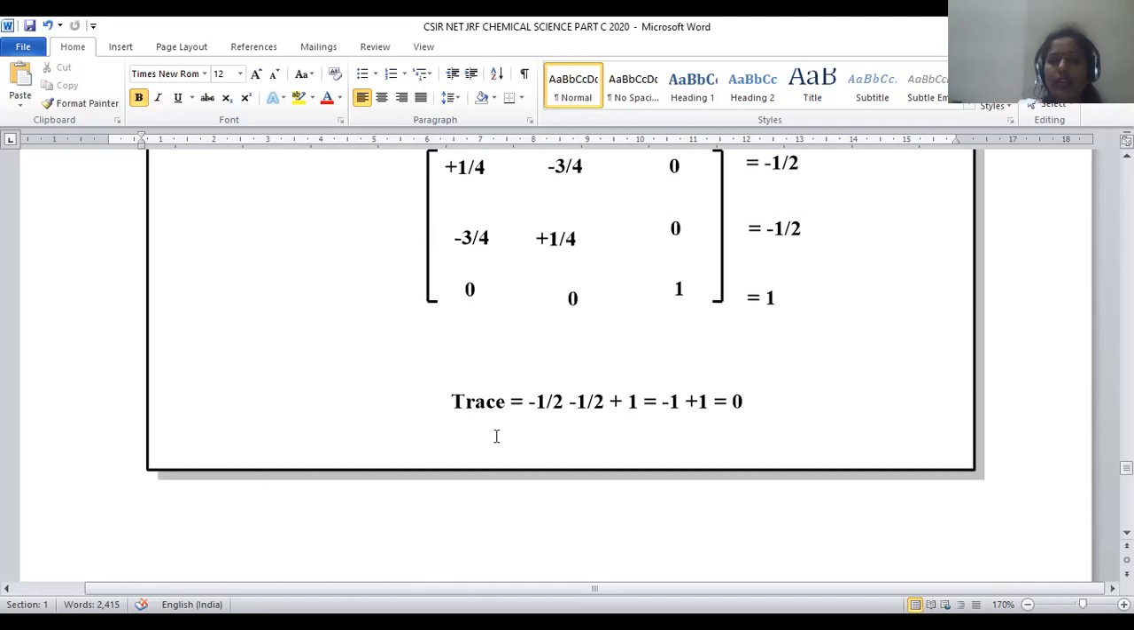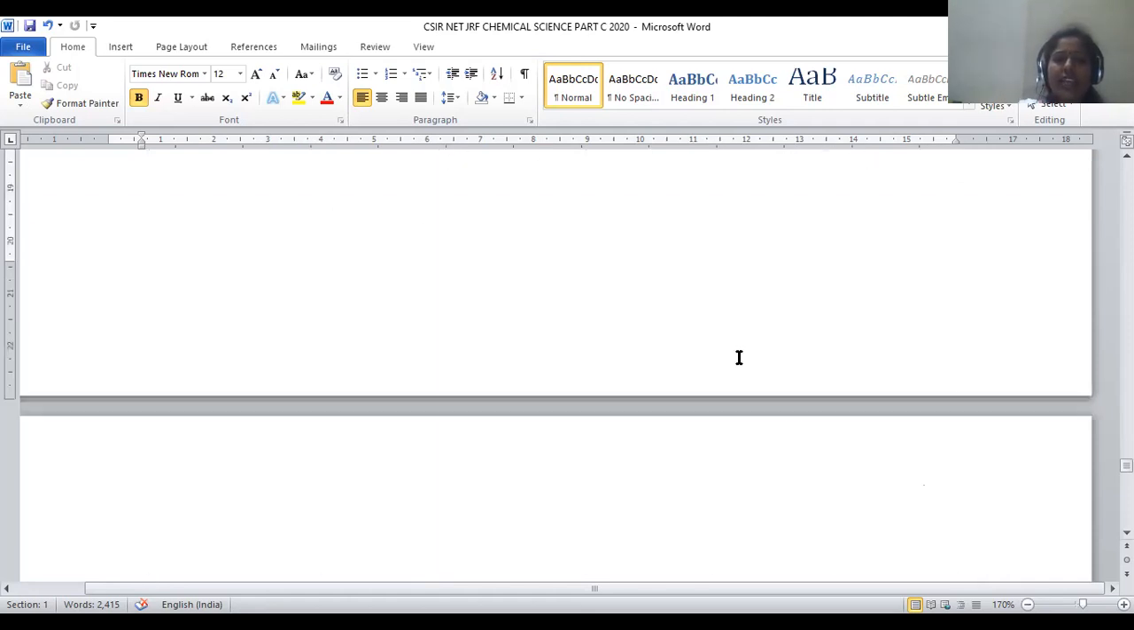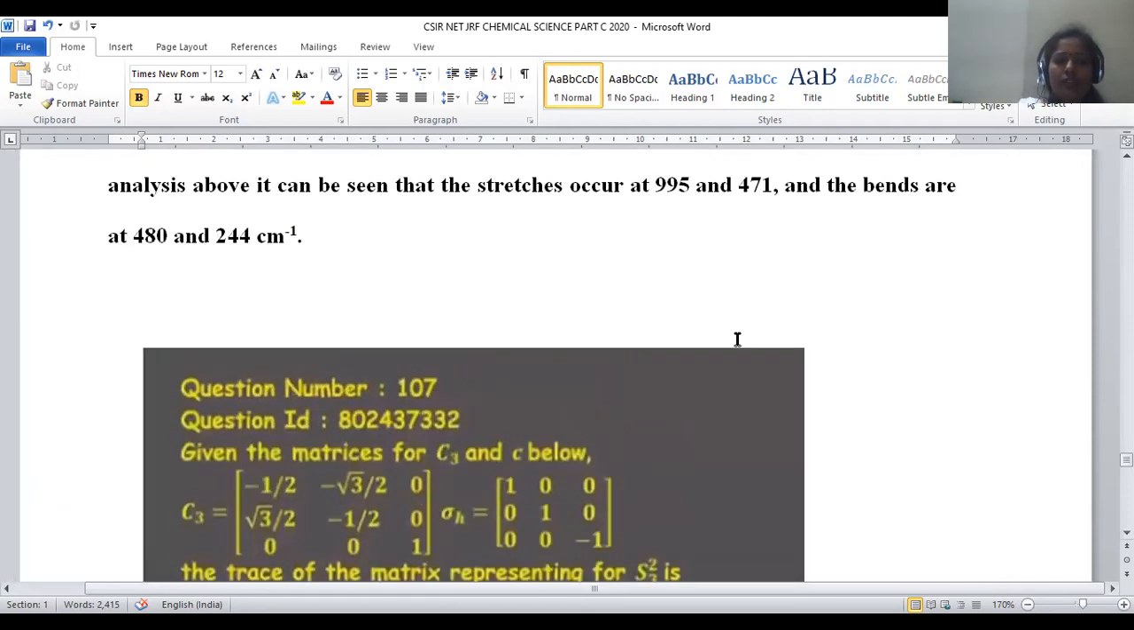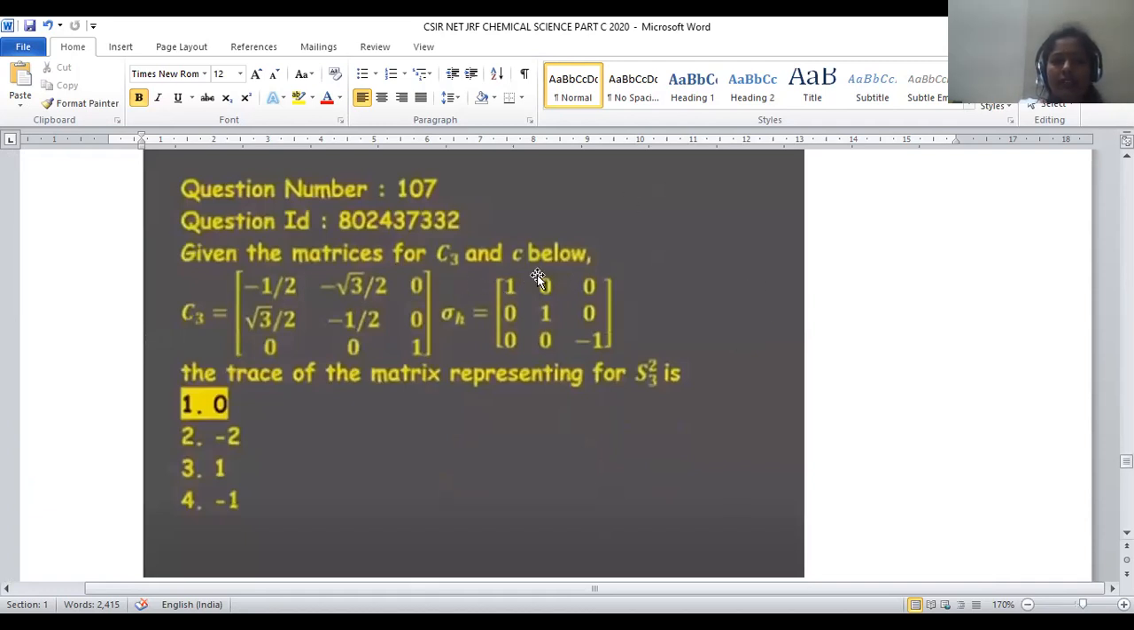Now, the trace can be calculated by taking the sum of all these: minus 1 by 2, minus 1 by 2, plus 1. Minus 1 by 2, minus 1 by 2 becomes minus 1, plus 1, so the trace becomes 0. In this manner, for this C3 given below, it is possible to calculate as 0. So for question number 107, option number 1 will be the right answer.